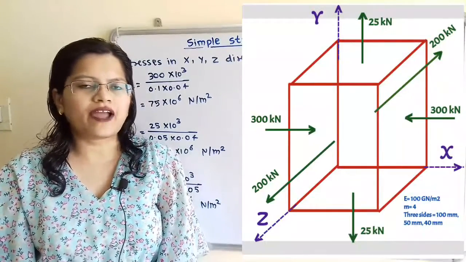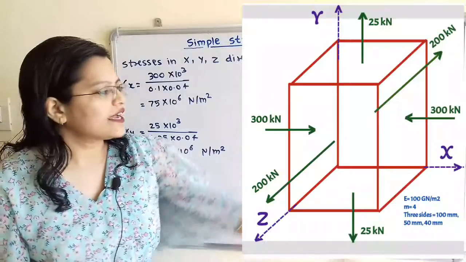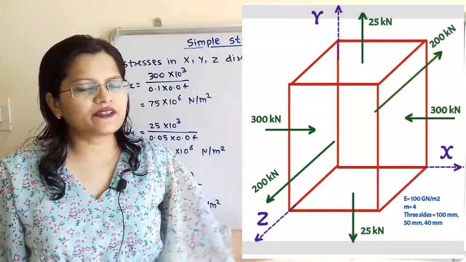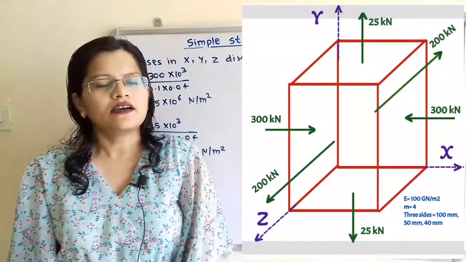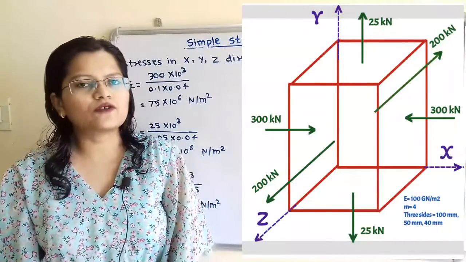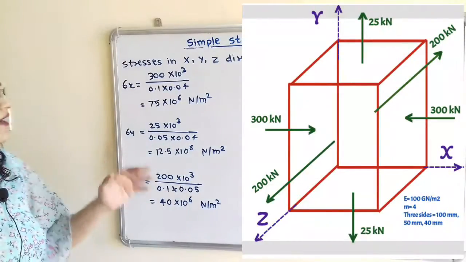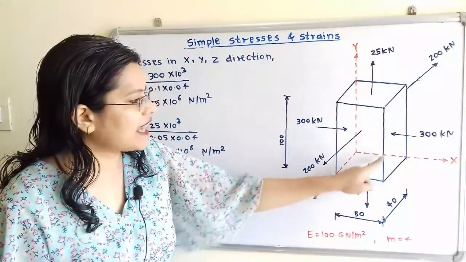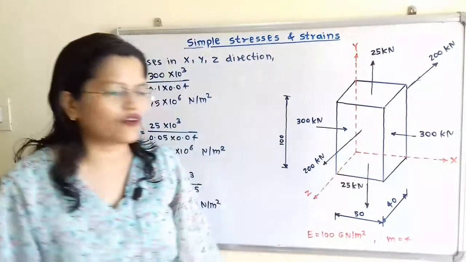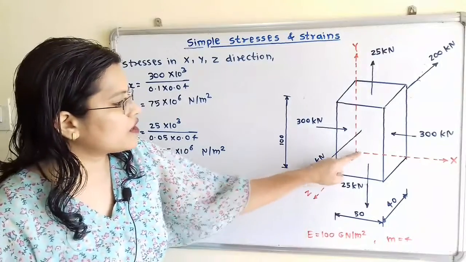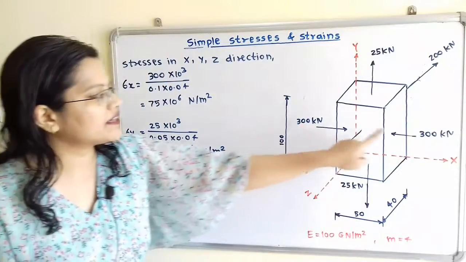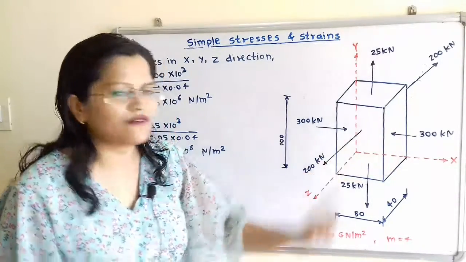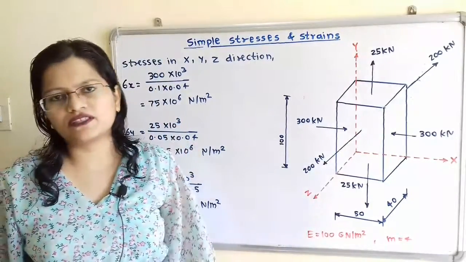First step is to find out the stress along x direction, y direction and z direction. So with reference to this diagram, we will take the formula and calculate the stress. So how to find out stress along x direction? We have to observe this diagram, and this is the direction of x. Now if we observe along the x direction, 300 kilonewton force is acting, and its direction is inward. So this is the compressive force.